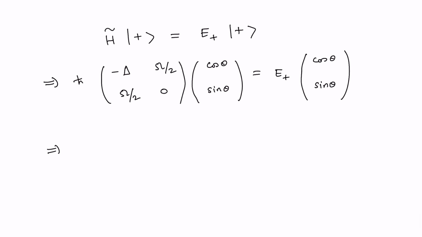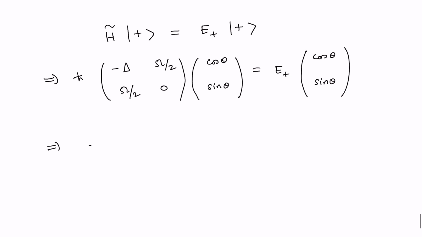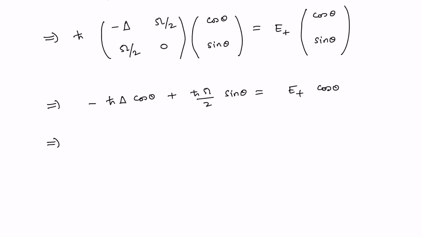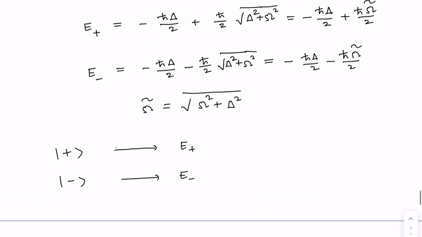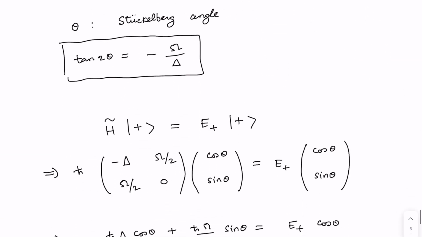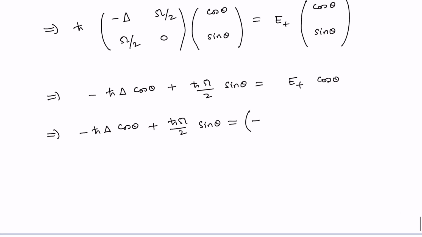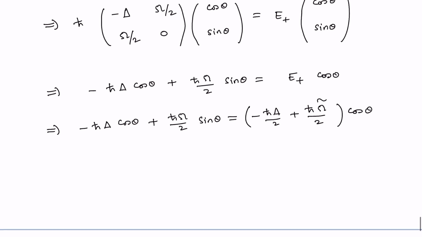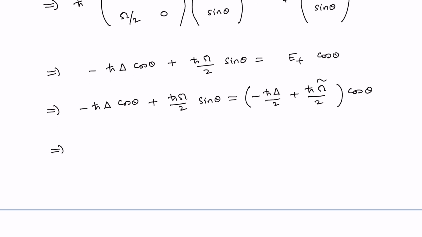Just one equation is sufficient to get my theta. So to do that, let me write minus ħ delta cos θ plus ħ omega by 2 sin θ, that is equal to E plus cos θ, and already I know the expression of E plus, so let me write it: minus ħ delta cos θ plus ħ omega by 2 sin θ, and E plus, which we have already worked out. Yes, we have this expression here, so let me write down the full expression. So this is going to give me minus ħ delta by 2 plus ħ omega tilde by 2, times cos θ.